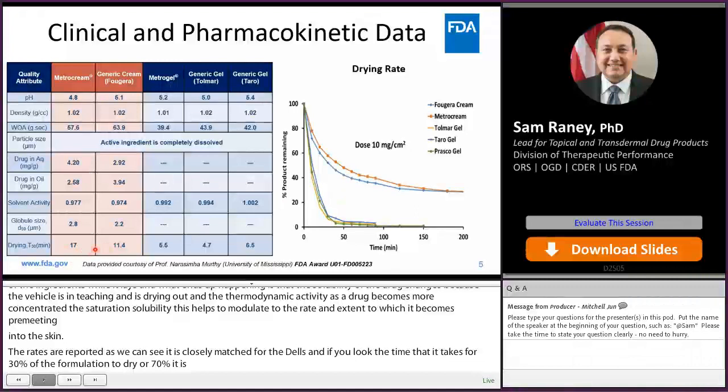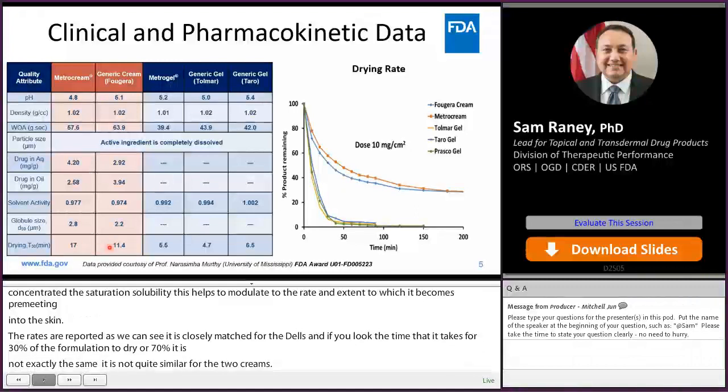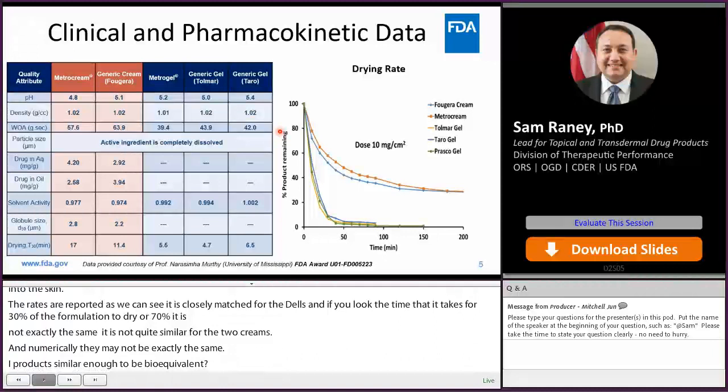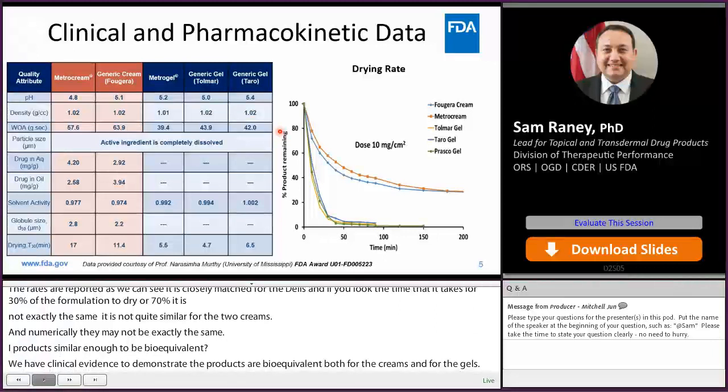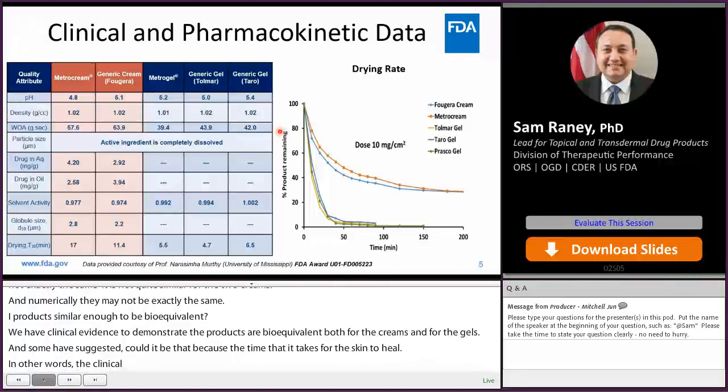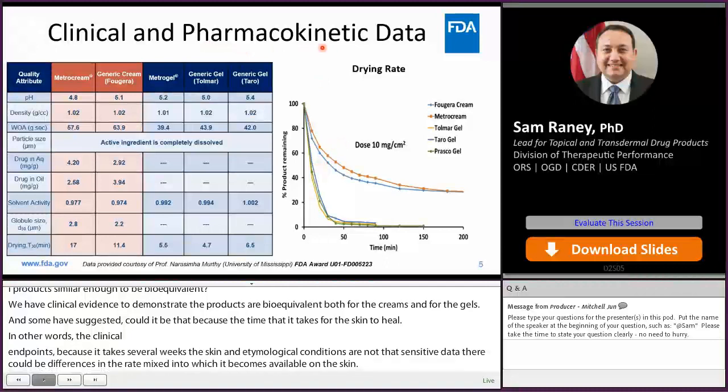Now, are these products similar enough to be bioequivalent? Well, we have clinical evidence to demonstrate that these products are bioequivalent, both for the creams and for the gels. And some have suggested, well, could it be that because the time that it takes for the skin to heal, in other words, these clinical endpoints, takes several weeks, the dermatological conditions are not that sensitive, that there could be differences in the rate and extent to which it becomes available in the skin? In other words, could there be differences in the pharmacokinetics of these products that come from these small differences and you just don't pick them up clinically?